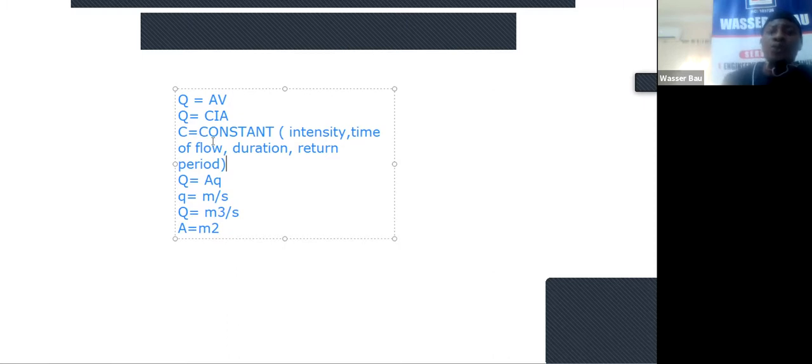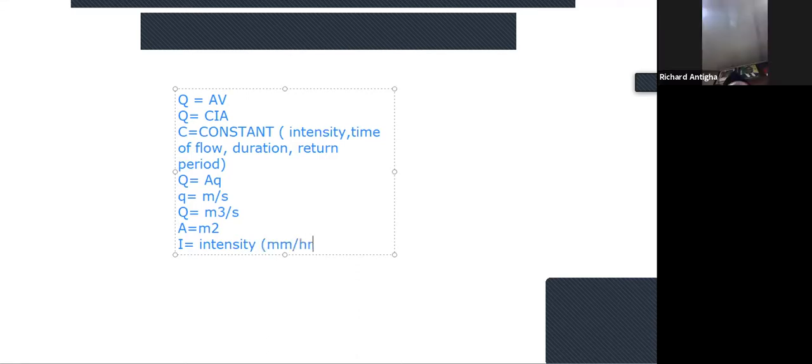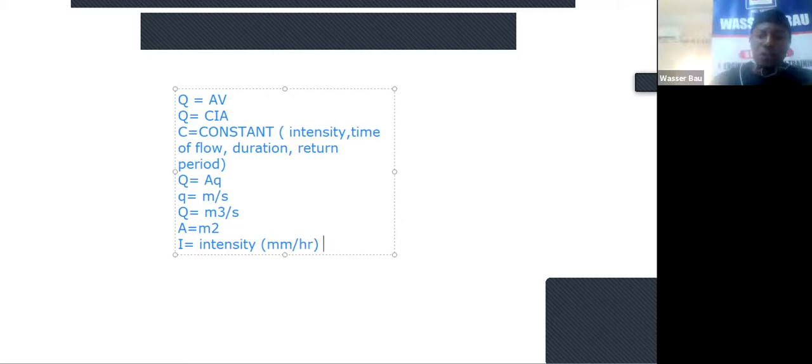So what you need to do now is to get your area, which is the catchment, the size of the catchment. Then I is your intensity, in millimeter per hour. And you convert it to what? Meter cube per second. That's easy. No problem. We're all engineers. So that is what it is.